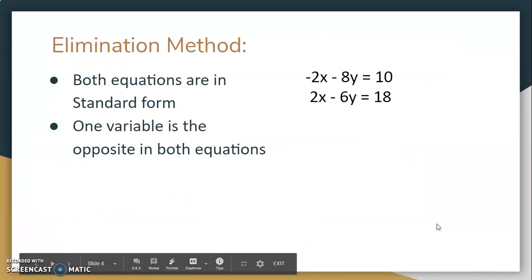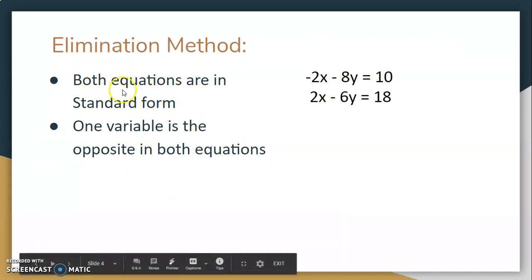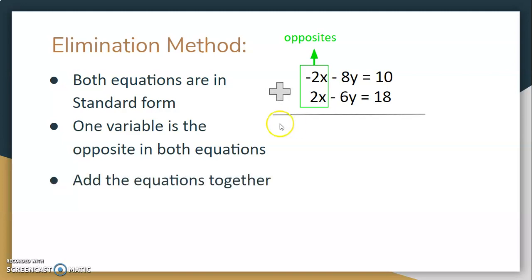Now today's method, though, is the elimination method, and that's where we are today. So here's our situation where both equations are in standard form. Here's standard form: you've got both the x's and the y's on the left, and the constants on the right. One of the variables, if you notice, is actually the opposite of the other. Right here, I hope you recognize that negative 2x and positive 2x are opposites. And we know from our properties that when you add opposites together, they will equal 0. They're additive inverses. So that's exactly what I'm going to do. I'm going to add both of these equations together.